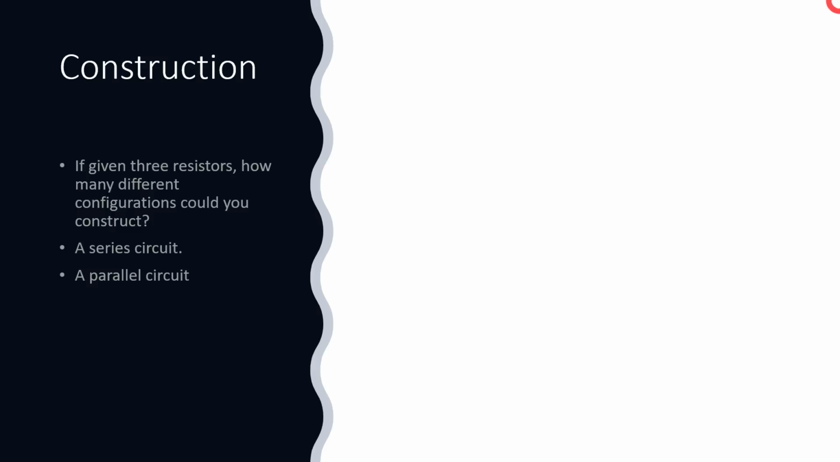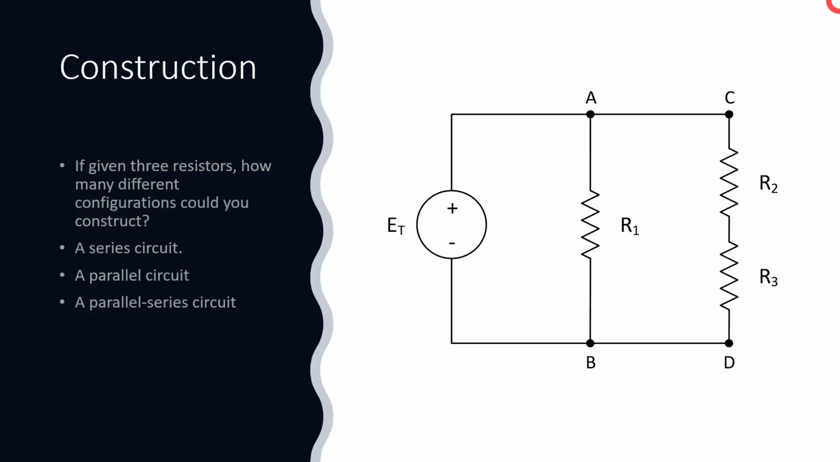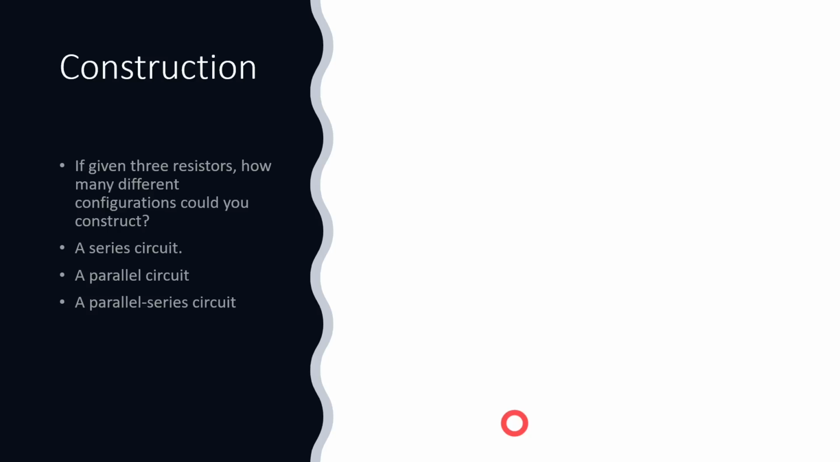When we get to these combination circuits, there are two other configurations we can make with three components. The first one is called a parallel series circuit, and this is the parallel series circuit, which looks like a parallel circuit except in at least one of the branches. In this case, it would be only one of the branches because we have three components. There is a series connected set of components. So here in CD, we have two resistors that are in series, but that is a branch in a major parallel circuit.